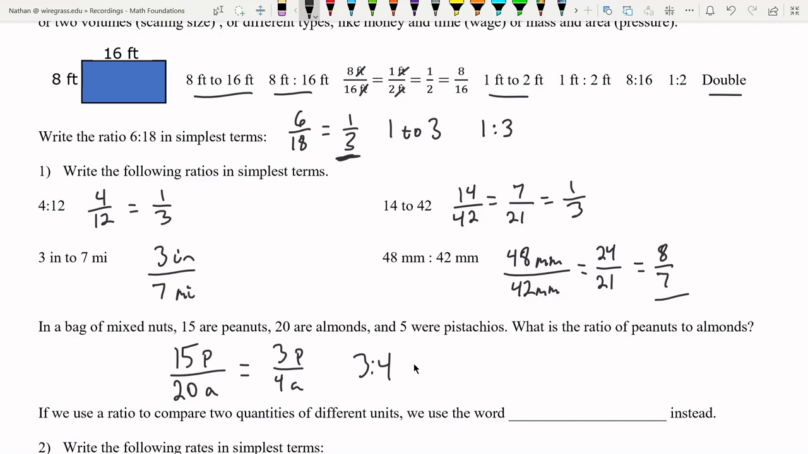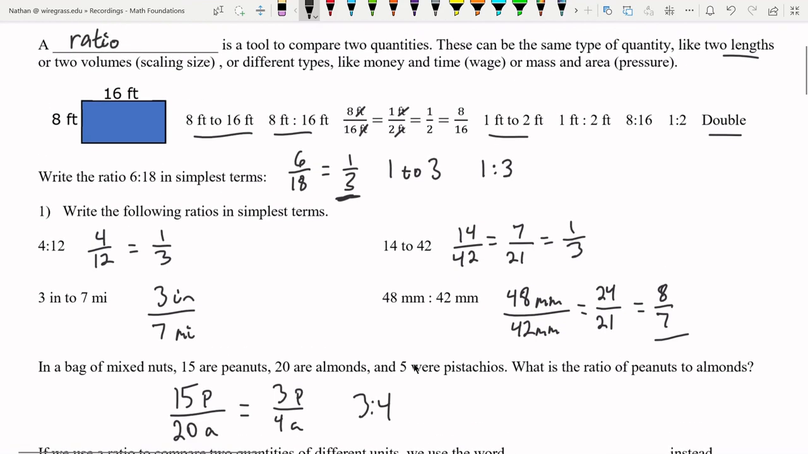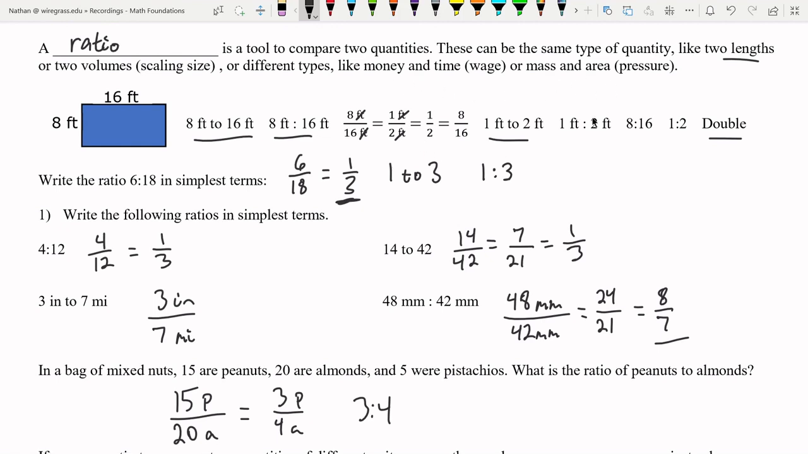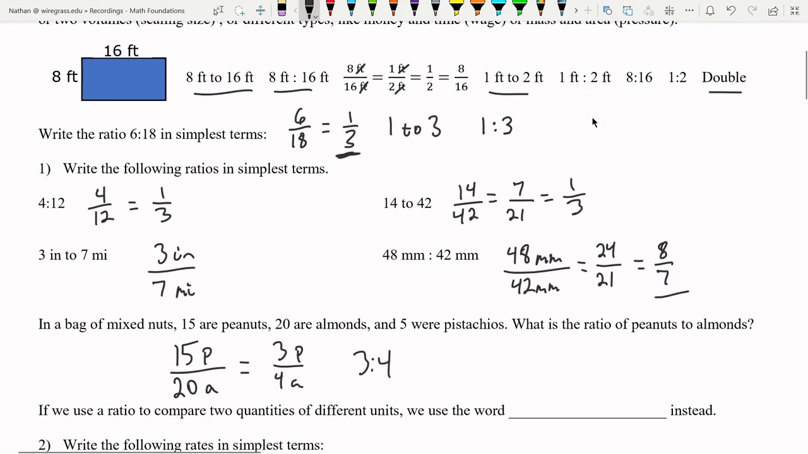If we have two different quantities, like I had shown up here with money and time and mass and area, we don't actually call it a ratio. We use specifically the word rate.